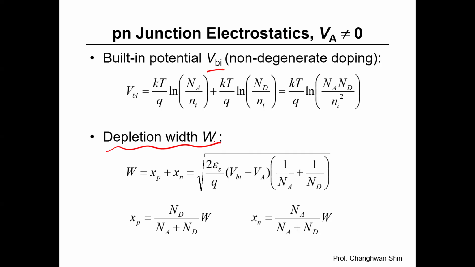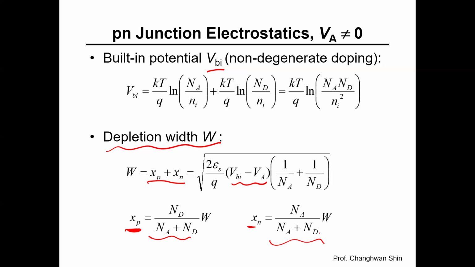The depletion width W is now given by W equals XP plus XN. Notice here how the applied voltage VA appears alongside VBI. As VA increases under forward bias, the depletion width decreases. As VA becomes negative under reverse bias, the depletion width increases. The equations for how far the depletion region extends into each side remain proportional to the relative doping. XP is this, and XN is described with this equation.